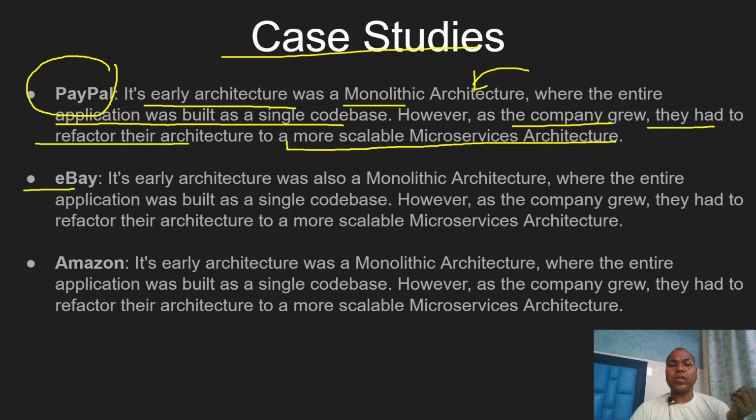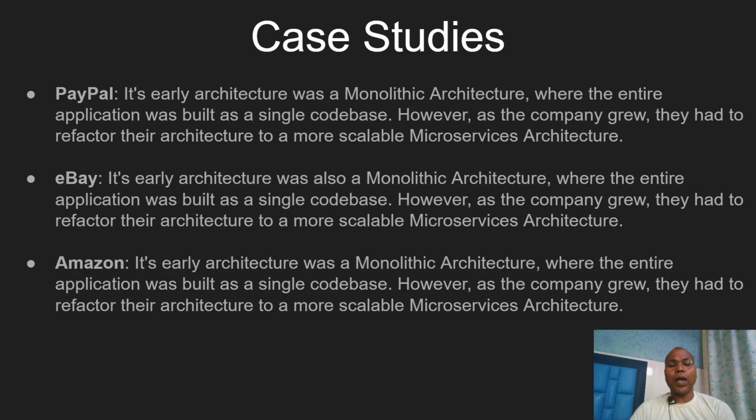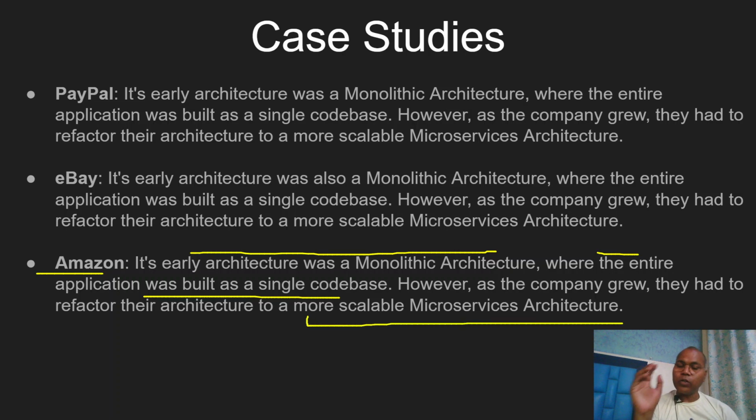Similarly, eBay. In its early architecture it was a monolith, where the entire application was built on a single code base, but as the company grew, they had to refactor the entire architecture, and now it's a scalable microservice architecture. Similarly, Amazon was also initially monolithic, with the entire application built as a single code base. But once the business grew, they refactored the architecture, and nowadays Amazon is a highly scalable microservice architecture application.